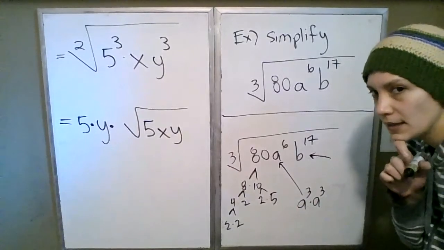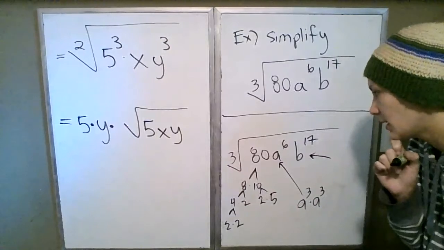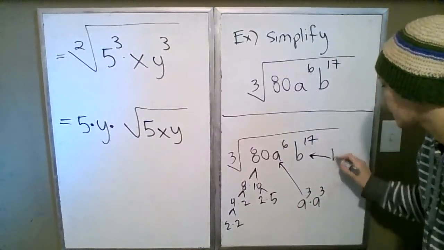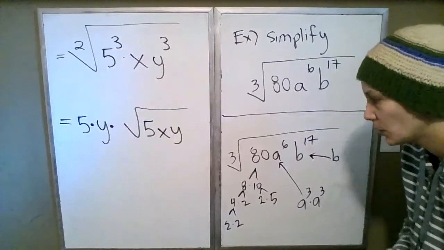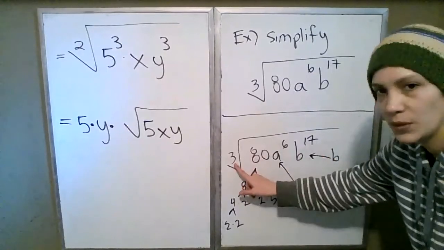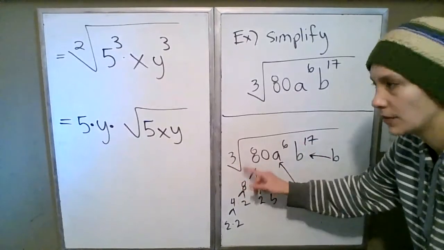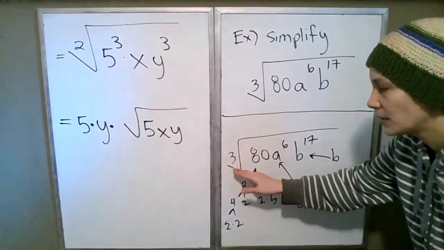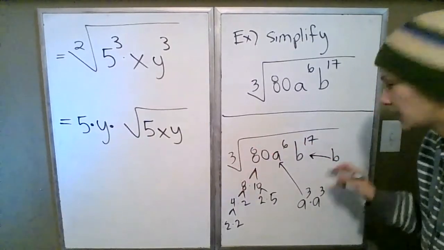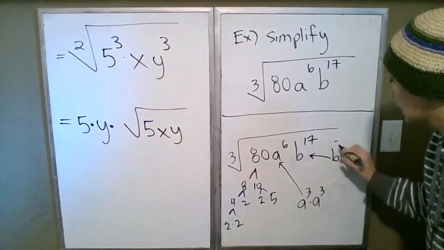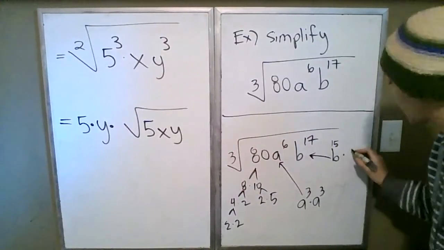Okay, b. What I want to do is talk about how you divide this number by the root and then have a remainder. So if we did 17 divided by 3, how many times could 3 go into 17 evenly? Like 5. 3 times 5 is 15. So b to the 15th times b squared.